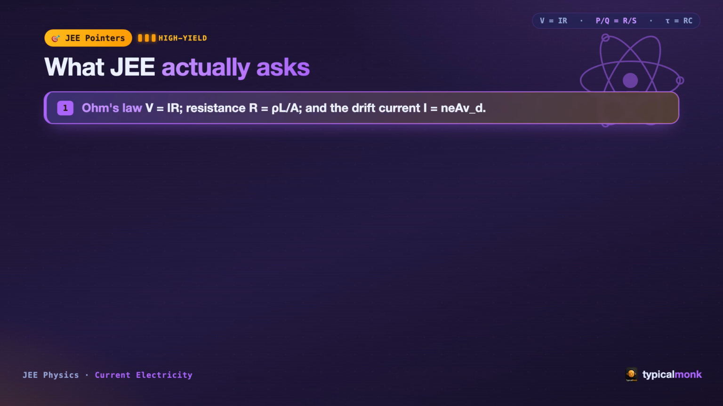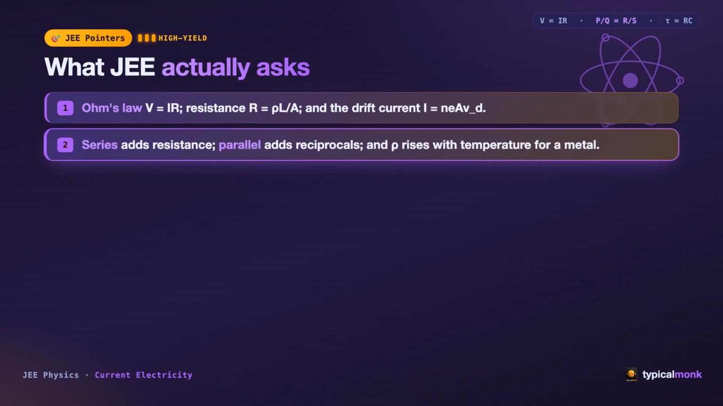Now what JEE actually asks. Five pointers. One. Ohm's law, V equals IR. Resistance R equals rho L over A. And the drift current, I equals nEA times the drift velocity. Two.